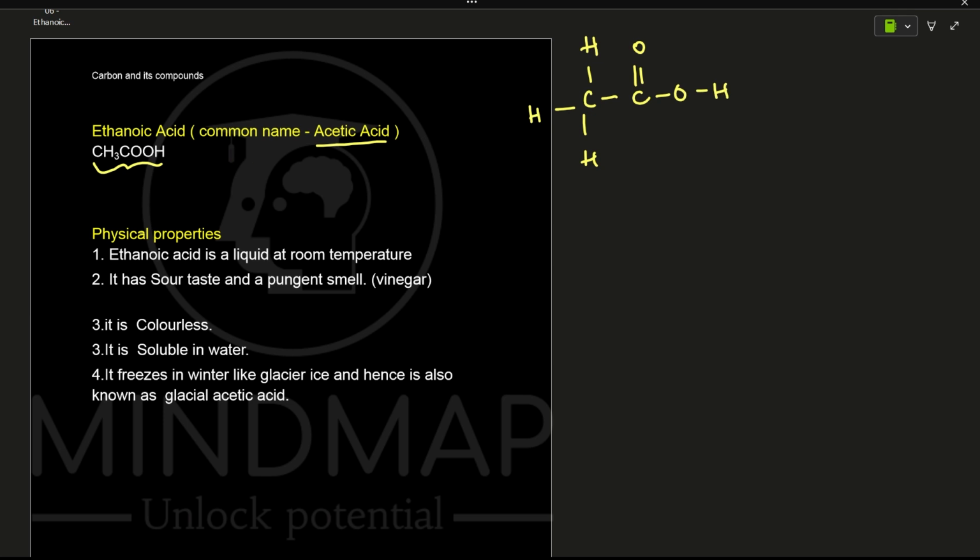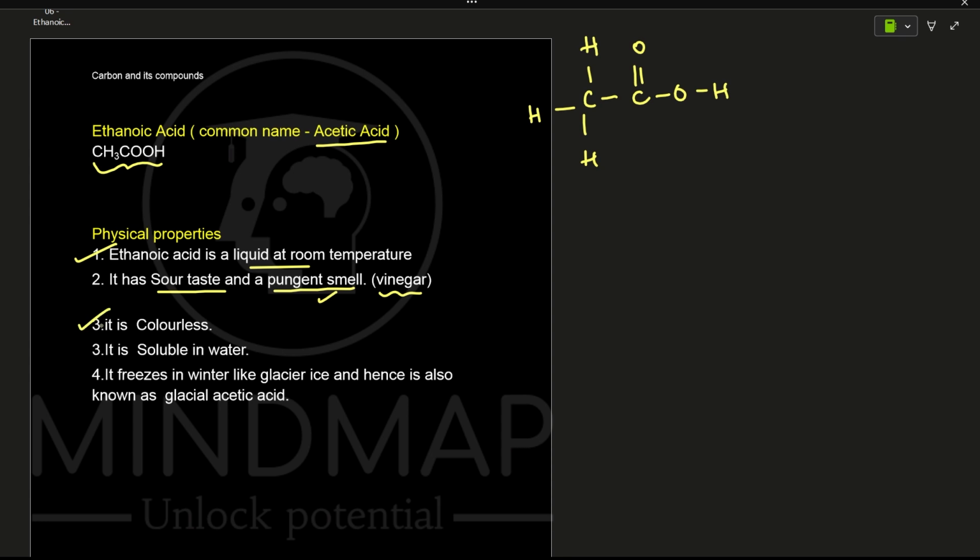ठीक है. Now, its physical properties are ethanoic acid is liquid at room temperature. Okay. It has sour taste. खट्टा taste होता है इसका. And a pungent smell. Smell बहुत pungent होती है. From where this pungent smell has come? When you will keep ethanoic acid for fermentation and its smell becomes pungent. Just like vinegar. Vinegar जैसा ही उसका taste और smell है. क्योंकि vinegar भी कहाँ से बनता है? Ethanoic acid से बना है.